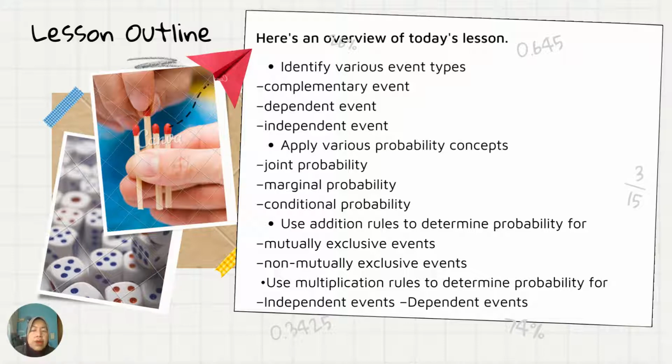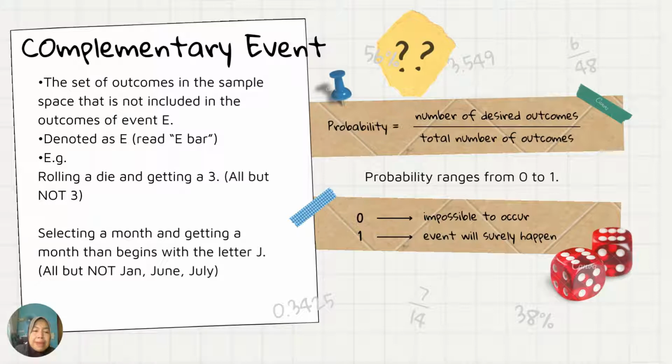Okay, so first of all, we have to know the complementary event. Peristiwa melengkapi lah. In other words, it is the set of outcomes in the sample space that is not included in the outcomes of event E. Okay, we denote it as E bar. For example, when we have the event of a die showing a 3, the complement is all but not a 3, you write it yourself, right?